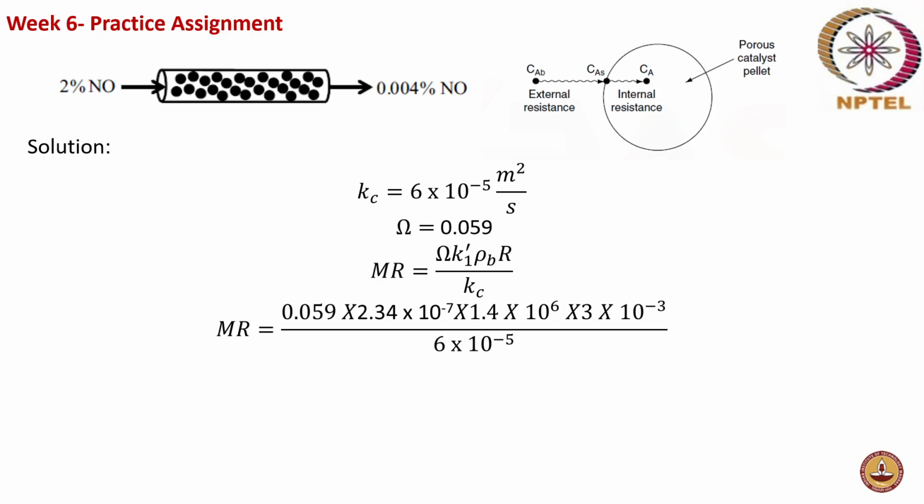your bulk density of the catalyst. Here rho b is the bulk density of the catalyst bed, which accounts for the porosity of the catalyst, which is nothing but equal to 1.4 into 10 power 6, and r is the radius of the catalyst particle, which is 3 into 10 power minus 3, and Kc we have calculated and found to be 6 into 10 power minus 5. So substituting these values, we get our Mears parameter to be 0.97.